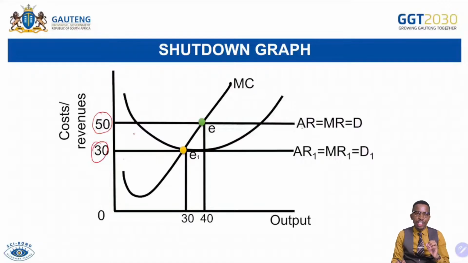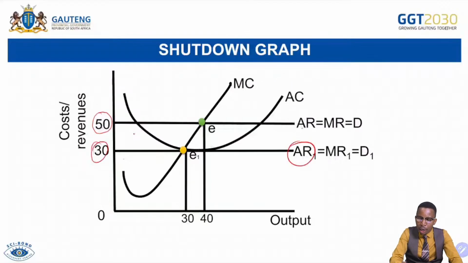But in the second situation, on our AR1, the firm enjoys normal profit. Why do we say it's a normal profit? Because our AC, let me simply draw or indicate the AC, equals AR1. They are equal here at point E1. In that situation, the profit has been reduced to normal profit. The firm is just making a normal profit, or breaking even. The quantity produced decreased from 40 to 30.